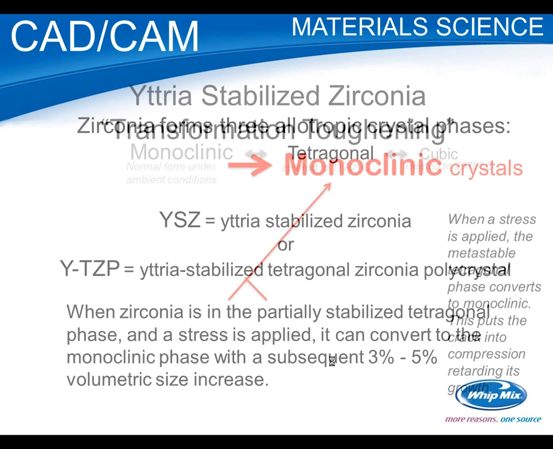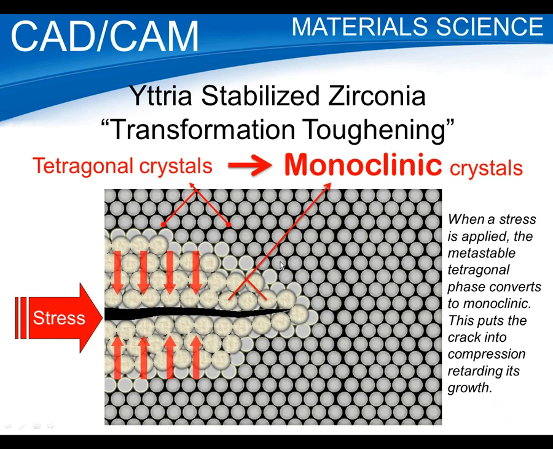Okay, so what we see is that as we applied a stress and it promoted a crack, the tetragonal zirconia converted to monoclinic, increasing in size and basically plugging the crack. Or to say it more officially, when a stress is applied, the metastable tetragonal phase converts to monoclinic. This puts the crack in compression, retarding its growth. So this is the magic really behind zirconia and why it's become such a popular material for medical. All right.